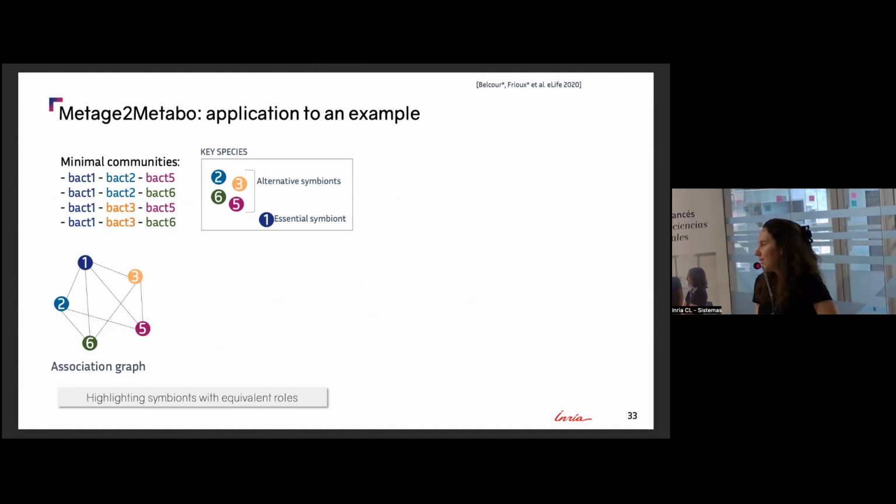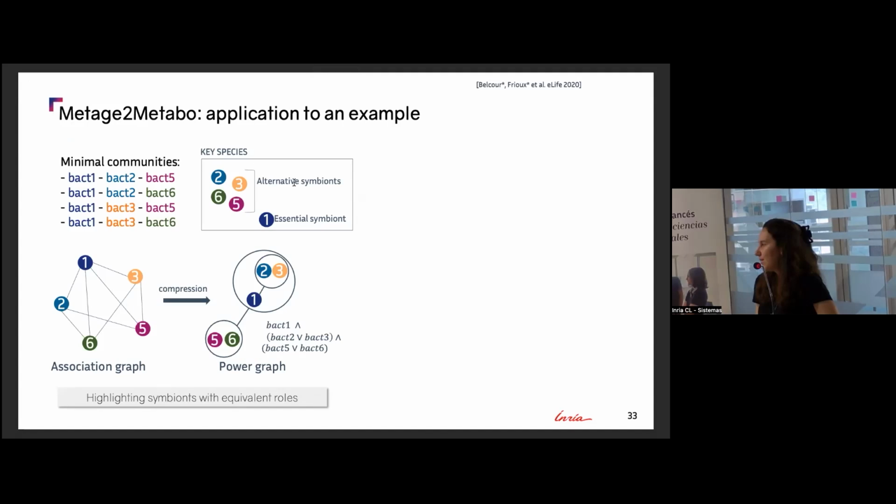We would like to understand how these symbionts, these community members, may interact in the minimal communities. So the simplest thing that we can do is building association graphs, like the one on the bottom left, in which we connect 2 community members if they occur together in one of the minimal communities. But this generates very complex graphs at scale because there might be hundreds, thousands, or even millions of equivalent minimal communities because there is a very high functional redundancy in the microbiome.